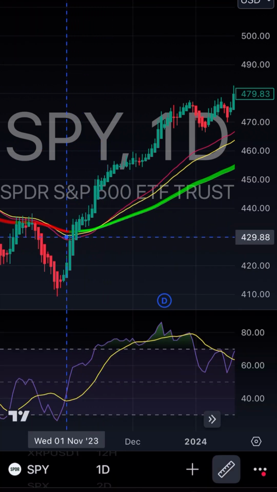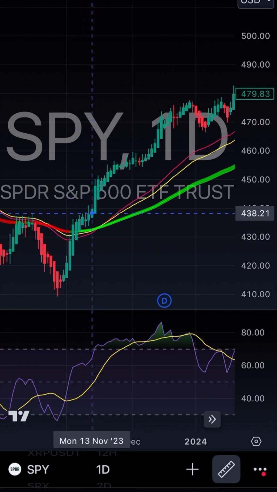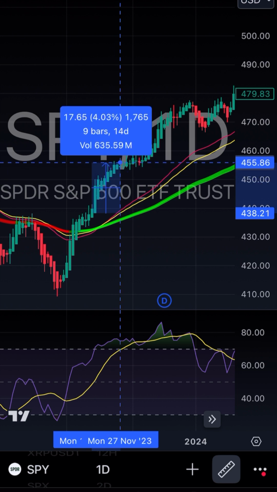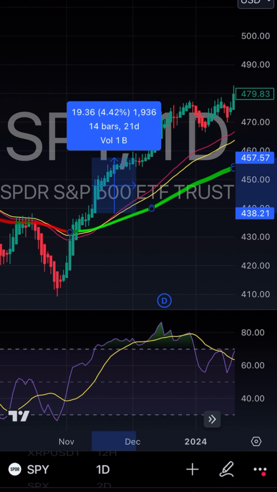So right about here, it crosses, and you enter. You exit when it touches the line with the RSI, which is right about here. So this is 21 days, and you would have made $2,000.